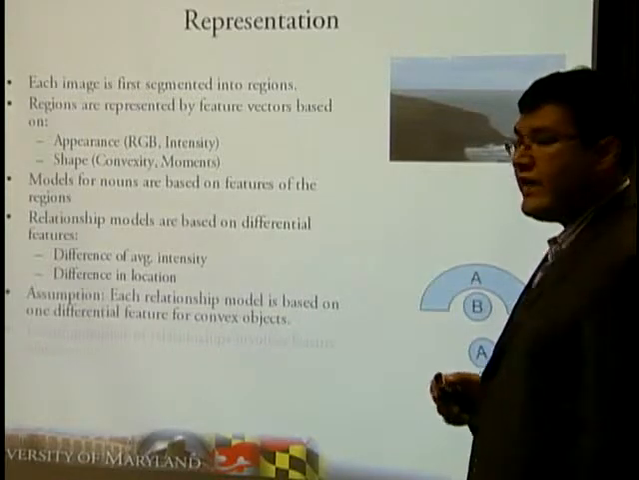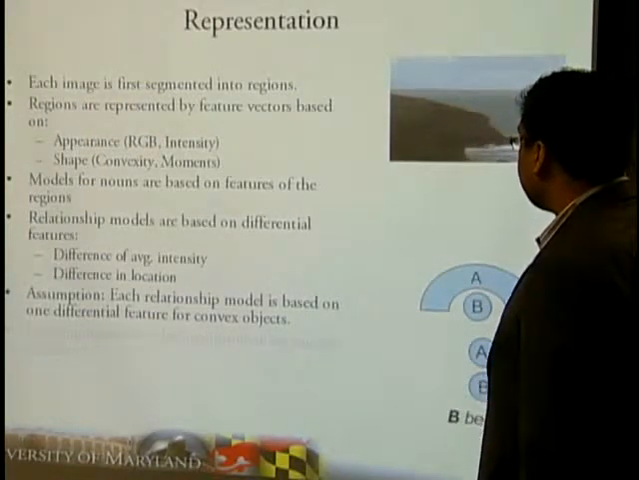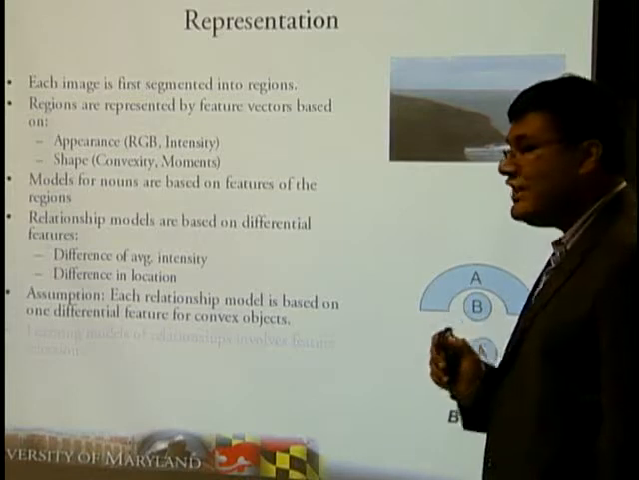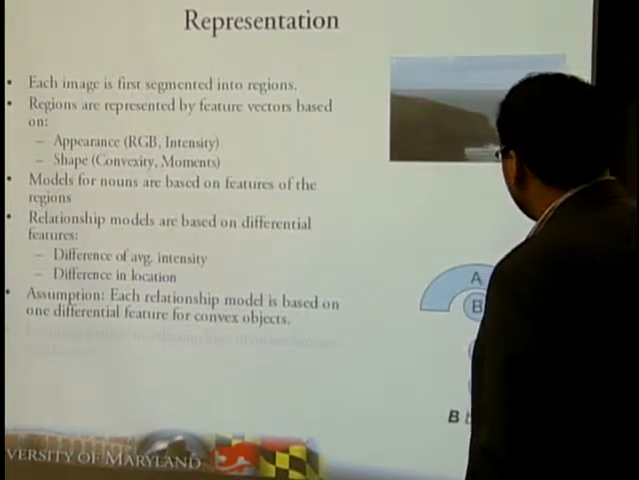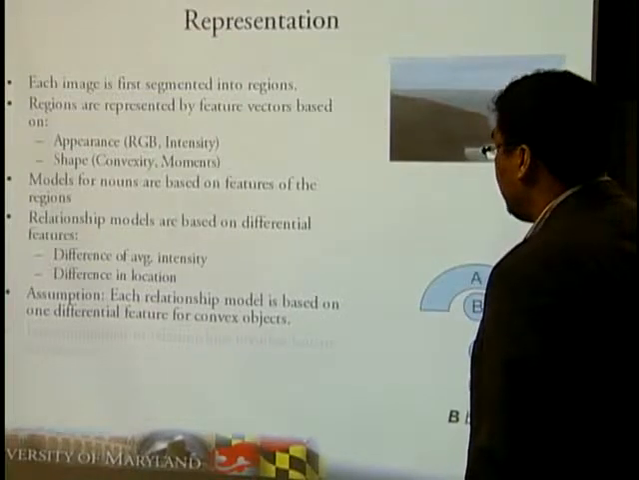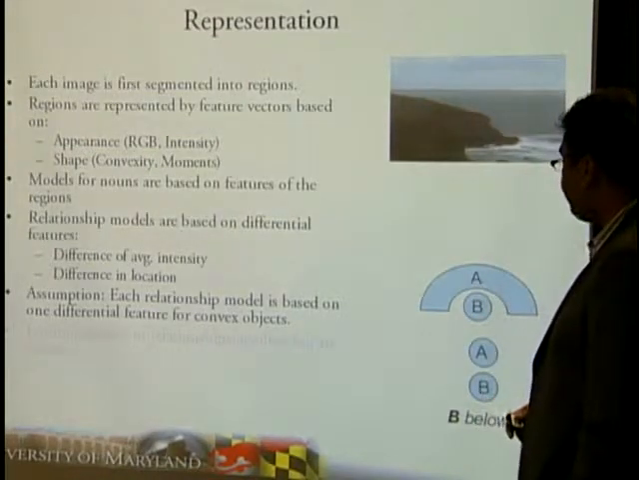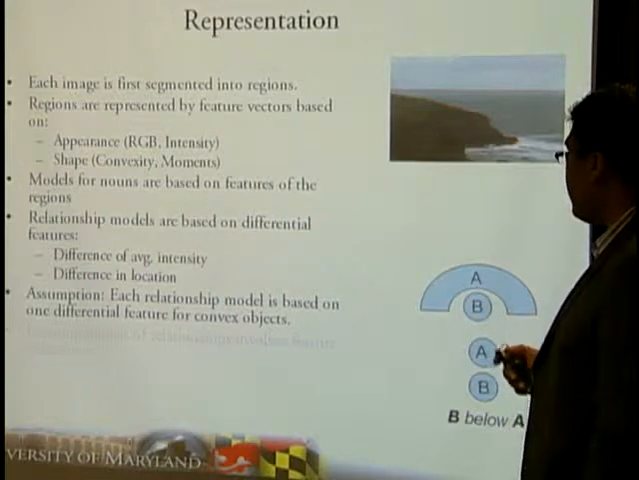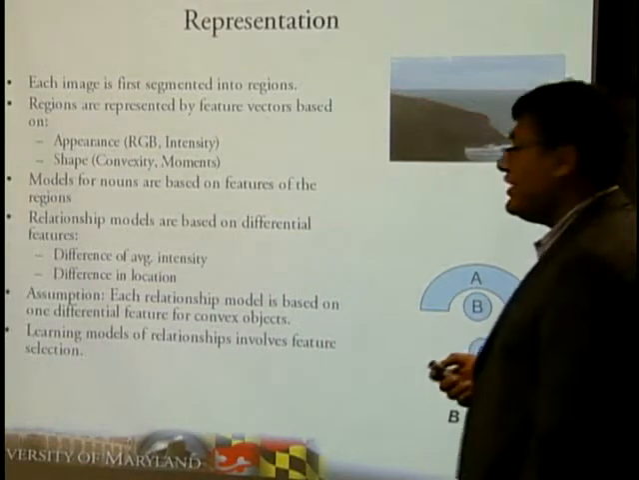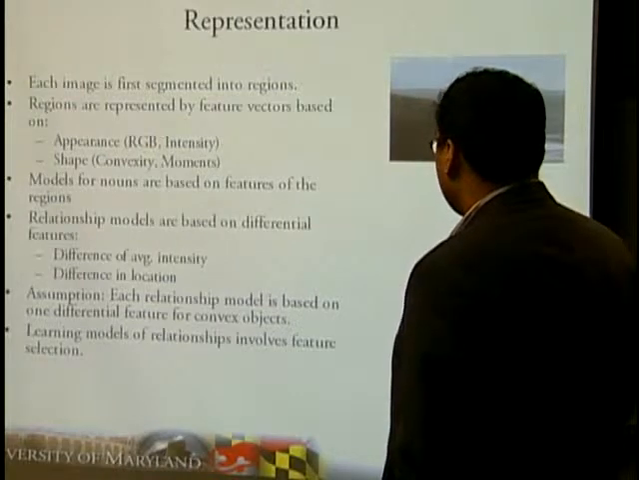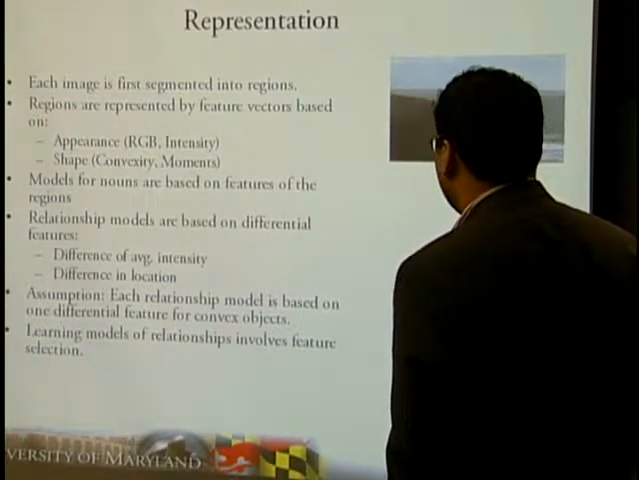Now we'll make a simplifying assumption. That is, each relationship model is based on a single differential feature for convex objects. For example, in this case, below is based on differences in y values, y coordinates. And once we have made this simplifying assumption, learning models of relationships would involve feature selection. That is, what feature is this relationship word related to?